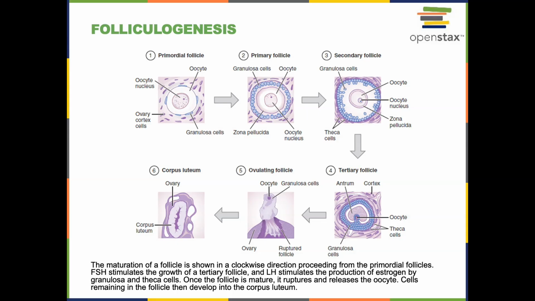Folliculogenesis is the development of ovarian follicles. Folliculogenesis starts with primordial follicles that are produced during prenatal development. Each primordial follicle is a single layer of granulosa cells surrounding the primary oocyte, and these granulosa cells are thin, flattened cells forming a simple squamous epithelium.